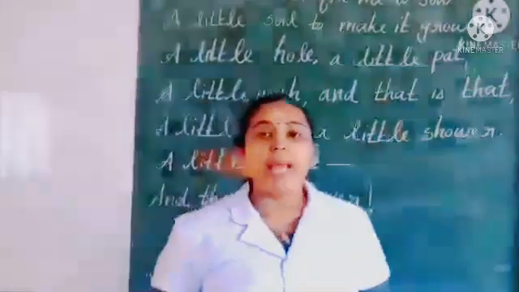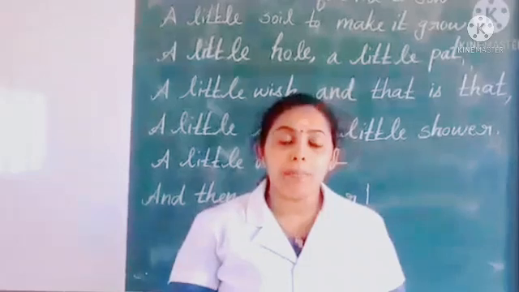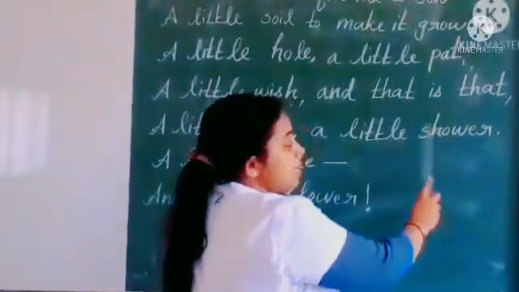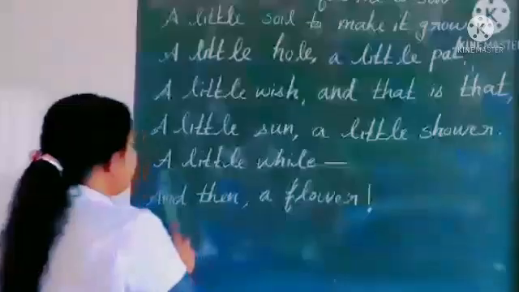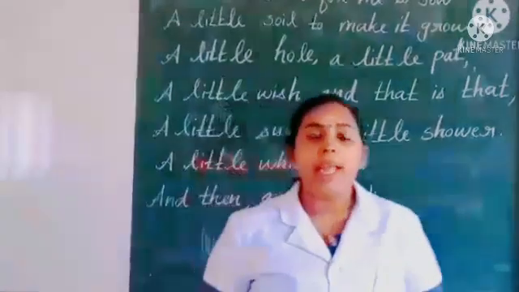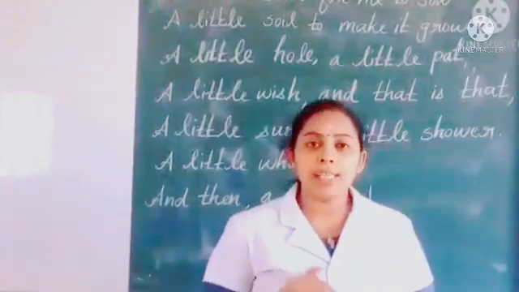So what's the meaning of sow? Sow means plant something inside the earth. Plant in the earth. Patch we already discussed. Then here shower means rain. We discussed a little while. A little while means after some days.